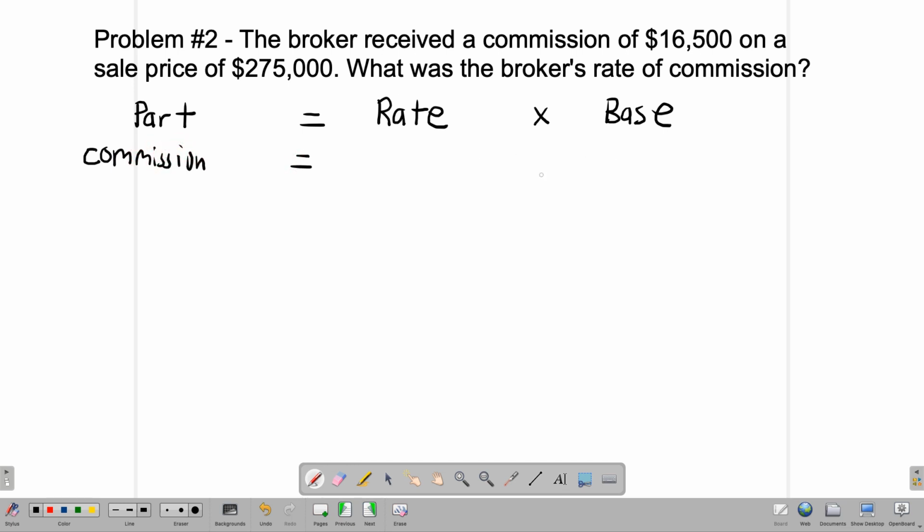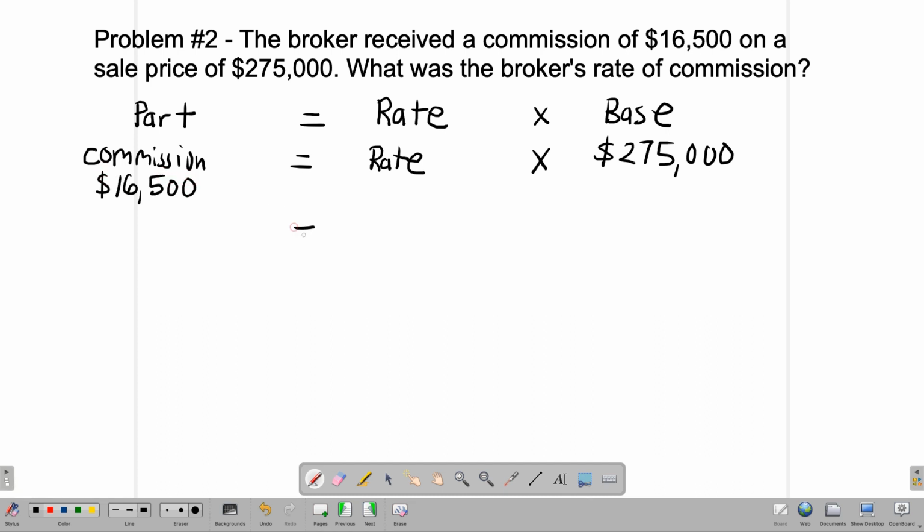And we have a sale price this time, so that means we want to solve for the broker's rate of commission. So this is what we're going to solve for here. This time we are given the actual sales price, the value of $275,000, which will represent the base. Okay, so our commission is $16,500.